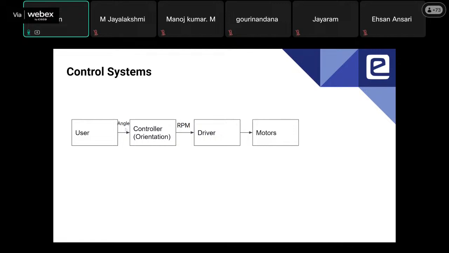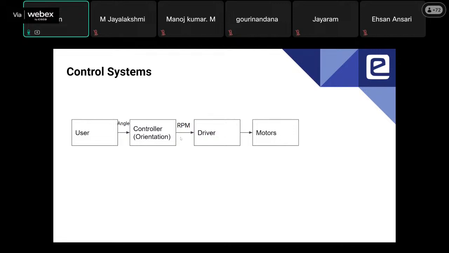Can the controller do that just only with the input from the user? Only with this input, can the controller find out what kind of RPM or velocity is needed for the drone to achieve that input? What do you think? Yes or no? So can the controller only with this angle input calculate the motor velocity needed for achieving these motions?